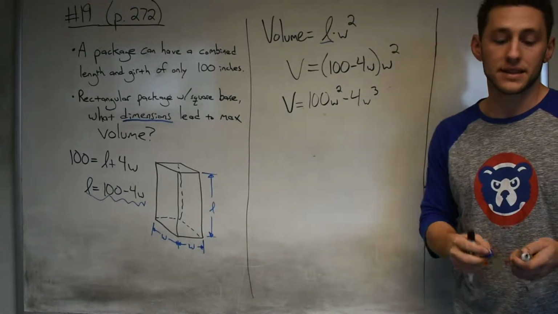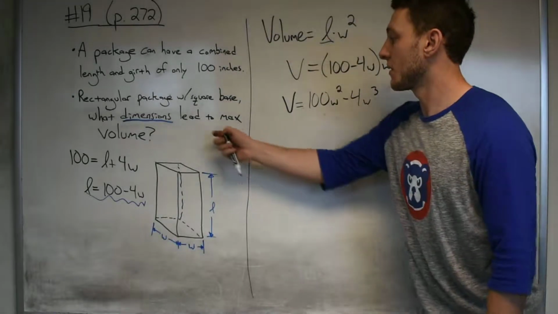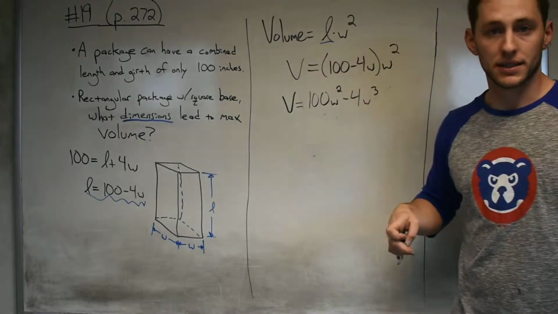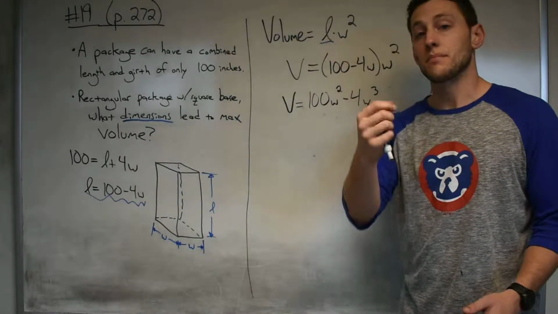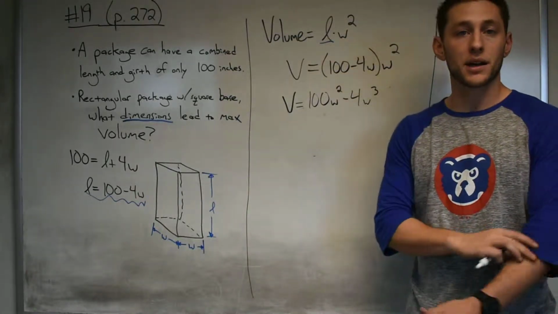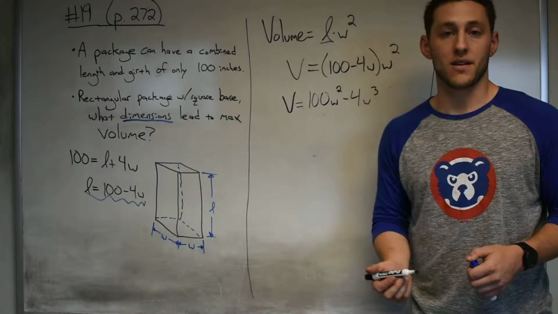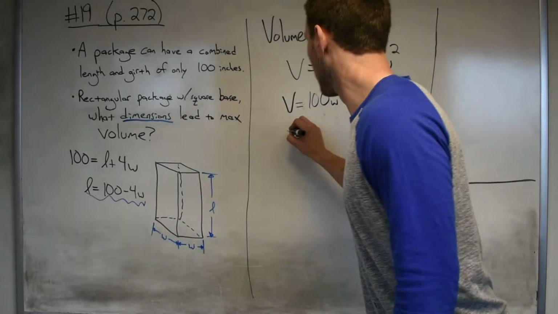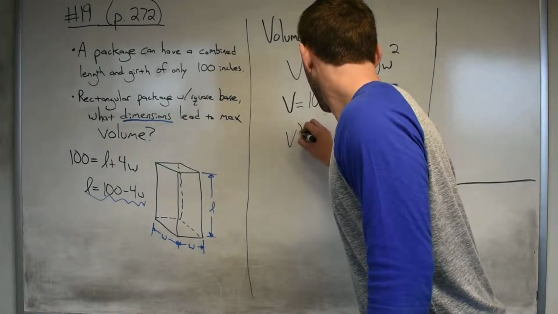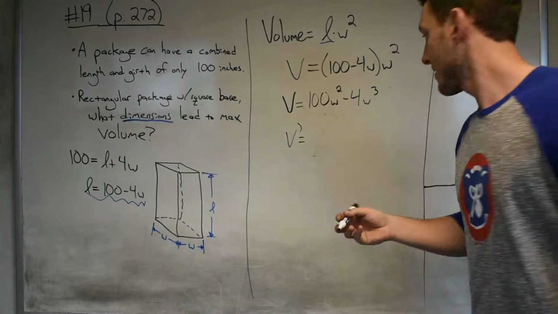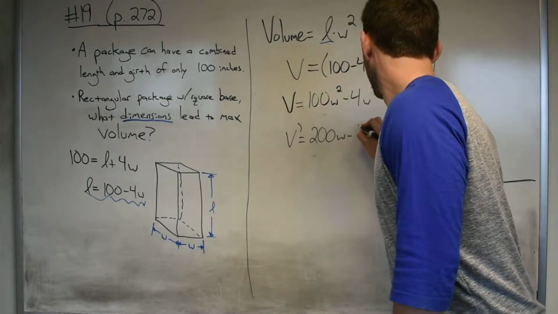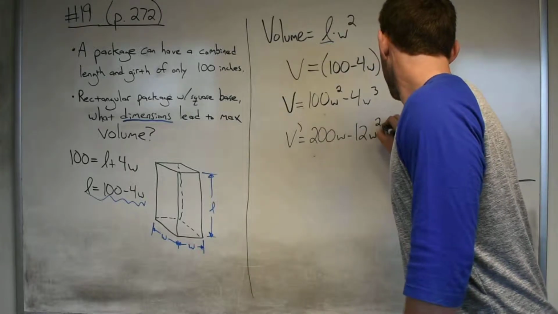Now don't get lost in the details. Remember, the goal is to actually figure out where this thing is maximized. That's why we're targeting this. In order to figure out where it's a maximum, we're just going to go ahead and apply a 3.1 or a 3.2 process. Either way, we've got to find the derivative in order to find a max. V prime in this case better be 200W minus 12W squared.